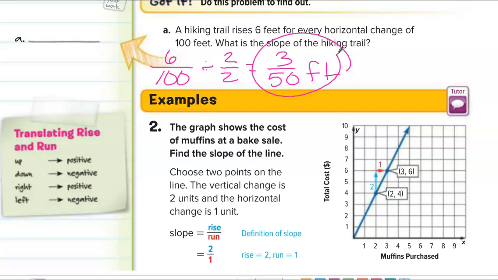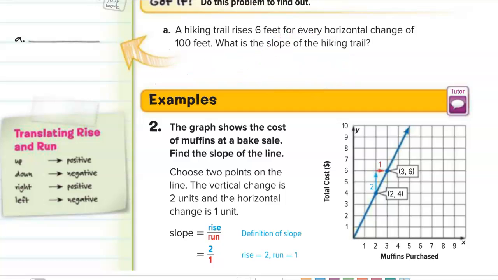Moving on to example 2. This time we're given a graph. I think graphs are one of the easiest ones to calculate the slope because you literally get to count the rise and then count the run. I have 2 dots on my line that are marked. You can use any dots on this line, but those are easy ones, so that's the ones they use. Starting at the first dot, how many do I rise to get to the next one?